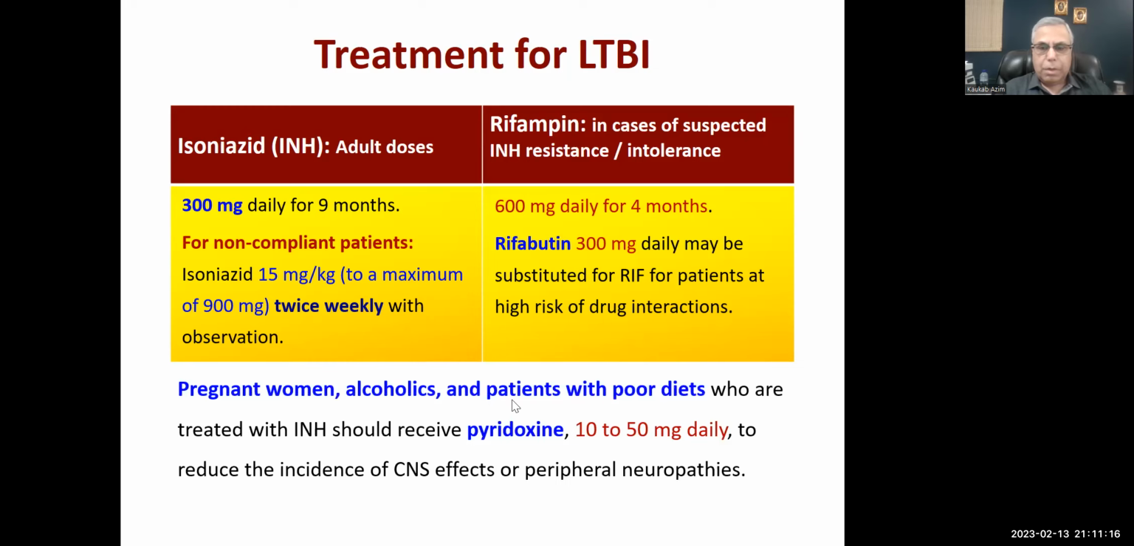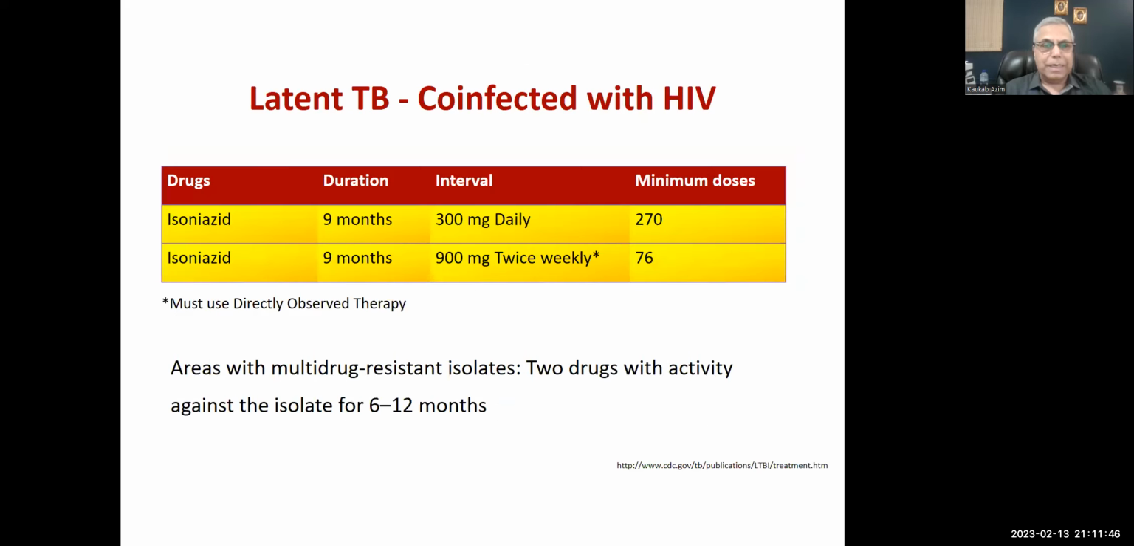Pregnant women, alcoholics, patients with poor diets who are treated with INH should receive pyridoxine. Now remember the dose of pyridoxine, it is 10 to 50 milligram daily for these people. But we are giving it to prevent peripheral neuropathy, okay? Here we are trying to prevent it. It's not present. If it is present, then we have to increase the dose, and that dose I'll show you in one of the slides later on, right?